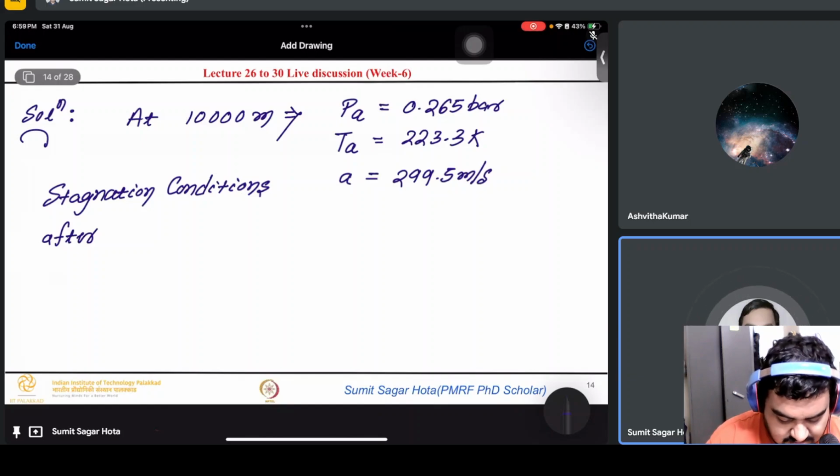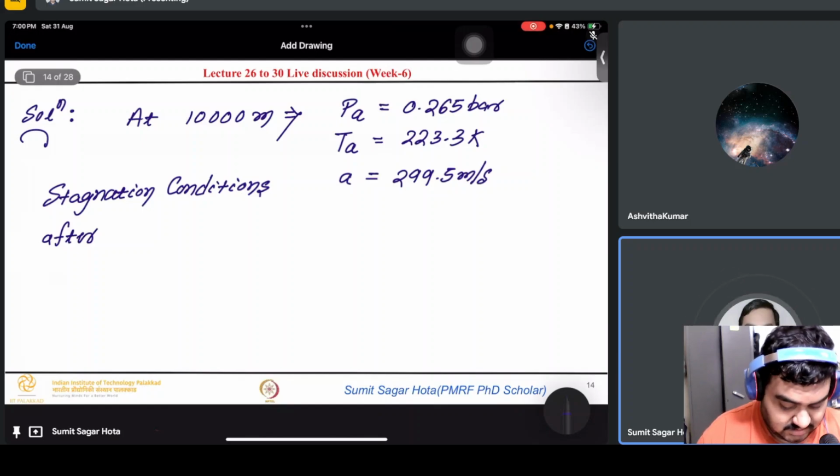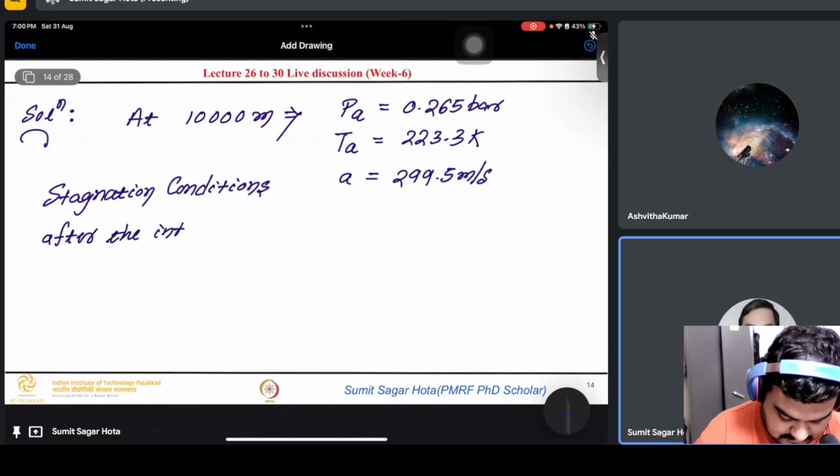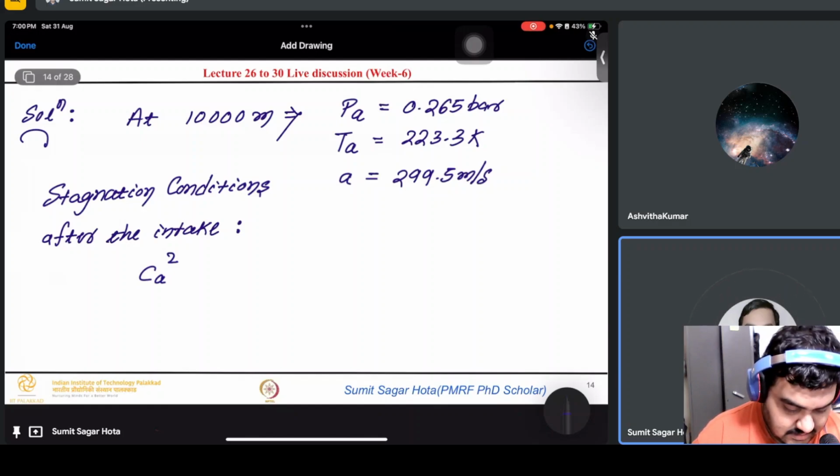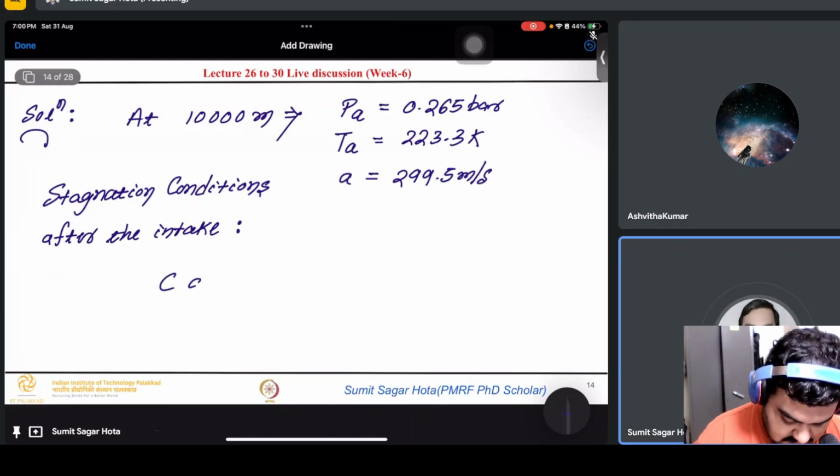This is actually the last question of this section, so we just solve this question, then the section will be over, but it will really take time, maybe some 30-40 minutes. So stagnation condition after the intake. What is the formula? It's not like that.